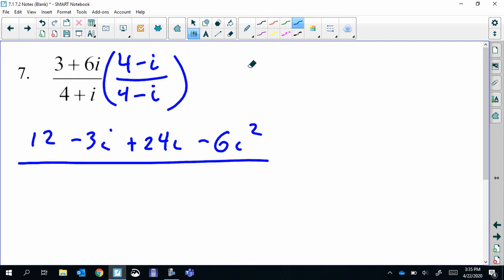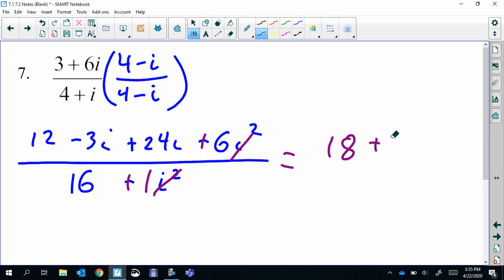For the denominator, we can do our shortcut because they're conjugates. Front you get 16, the back you get negative i squared. i squared, we can cross it out, change the sign, cross it out, change the sign, so that's just plus 1. And now we combine our real number parts, 12 plus 6, it's 18. Combine our i's, we get 21. And then 16 plus 1 is 17.